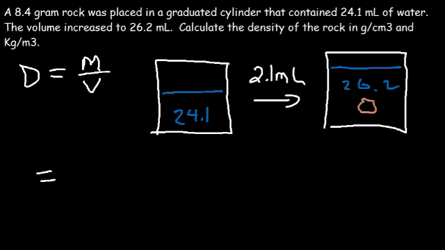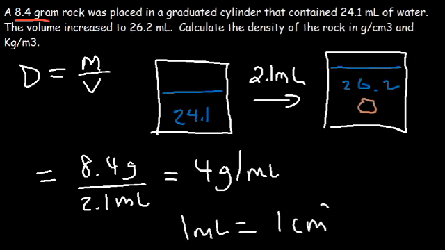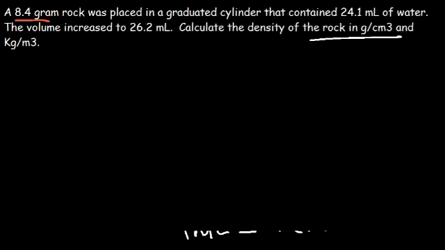And we know the mass of the rock, it's given to us, it's 8.4. And so 8.4 grams divided by 2.1 gives us a density of simply 4. It's 4 grams per milliliter. Now keep in mind, 1 milliliter is the same as 1 cubic centimeter. So we already have the density in grams per cubic centimeter, which is the answer to the first part of the question. So now we have to find the density in kilograms per cubic meter.